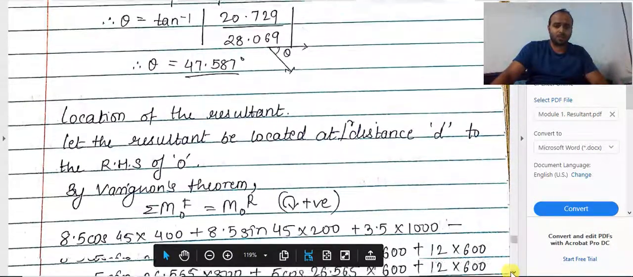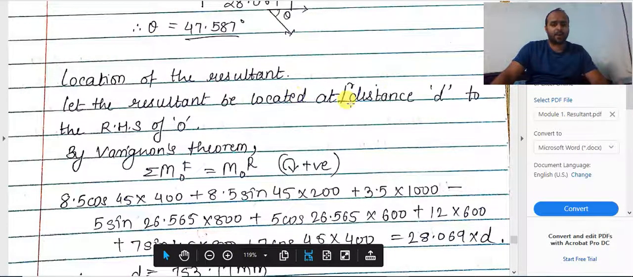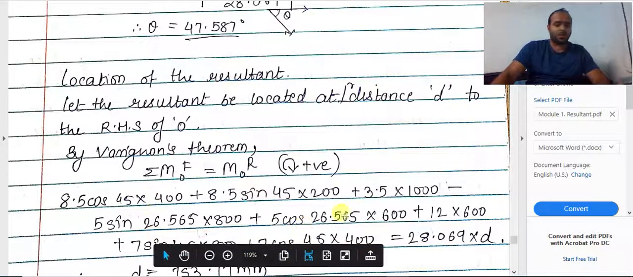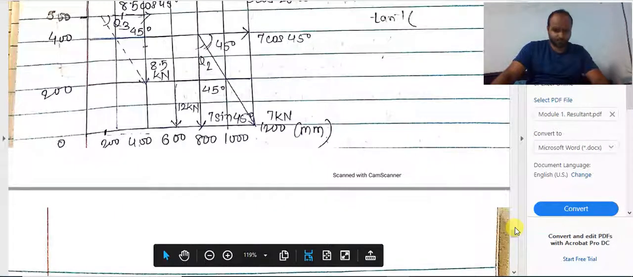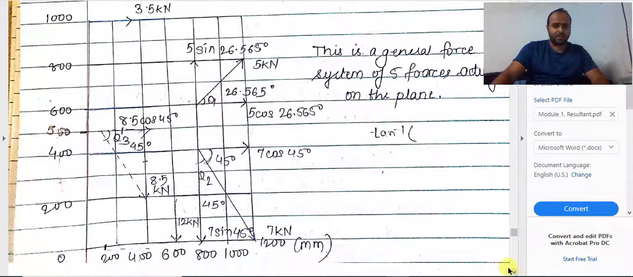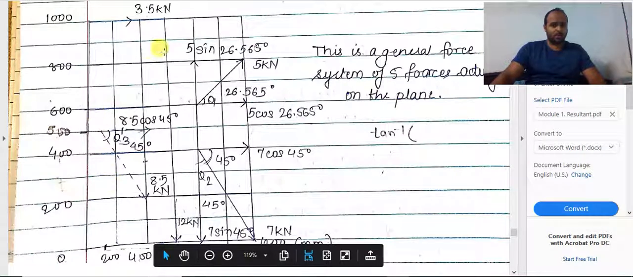Now, location of the resultant. Let the resultant be located at a perpendicular distance d to the right hand side of O. By Varignon's theorem, the formula goes like this. Let us go to the question's diagram and frame the equation by seeing over here, and then we can verify the equation by coming back to the problem. Algebraic sum of moment of forces about O is equal to moment of resultant about the same point. We have considered the resultant will be passing to the right of O, so that is why it will be acting towards fourth quadrant like this.